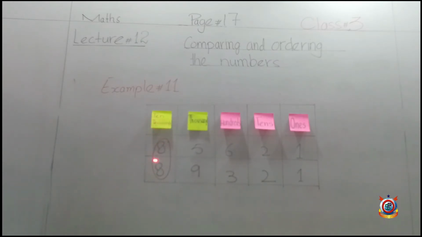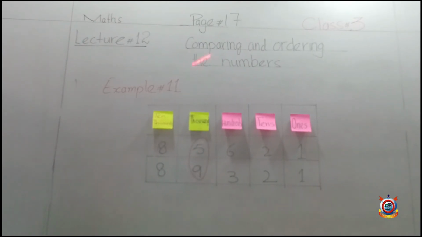10,000 place. As we learnt in book, look at the board. 10,000 place. 8 is equal to 8. Therefore, we cannot compare it in 10,000 place. So, in the next step, we will come to thousands place. In thousands place, we can compare both the numbers because 5 is less number and 9 is greater number. Therefore, we can compare both the numbers 85,621 and 89,321.